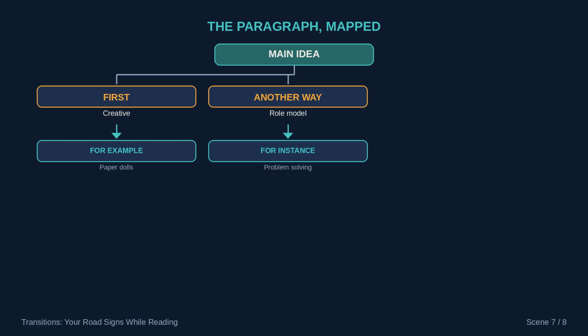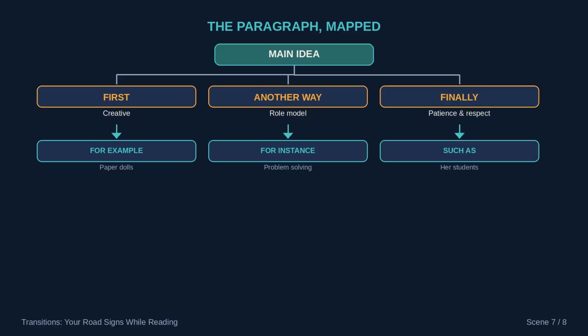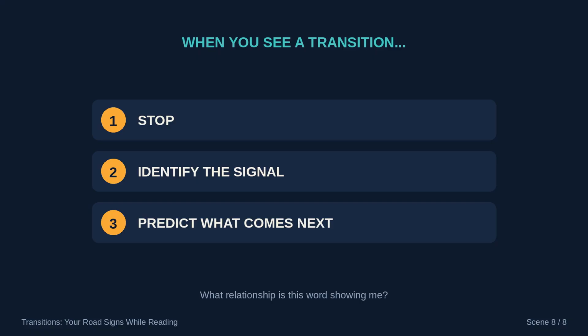Now, when you look at the whole thing, look at what the transitions have done for us. They essentially created a map of the entire paragraph. First, tells us you're getting the first point. For example, tells you that a specific example that clarifies that point is coming. Another way introduces the second point, and the transition for instance introduces another example.